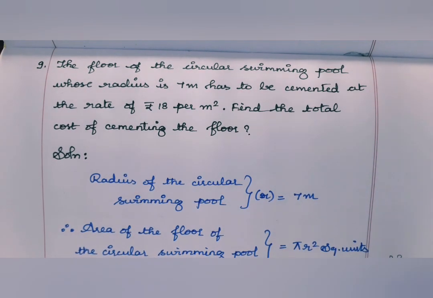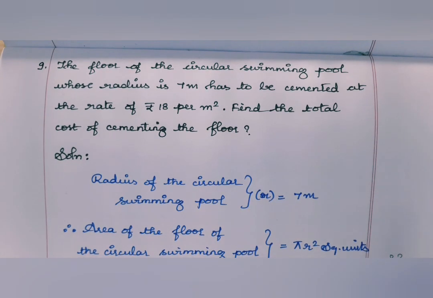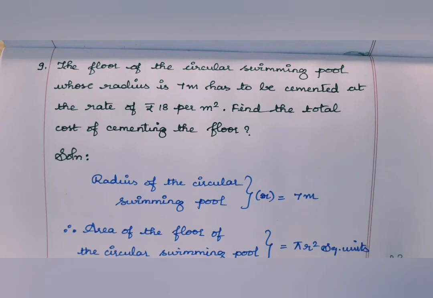Ninth question, the floor of the circular swimming pool whose radius is 7 meter has to be cemented at the rate of rupees 18 per meter square. Find the total cost of cementing the floor. There is a swimming pool, where the water is placed, there we have the floor, right? That floor has to be cemented. They are saying that the swimming pool has the radius as 7 meter, automatically it makes a circle.